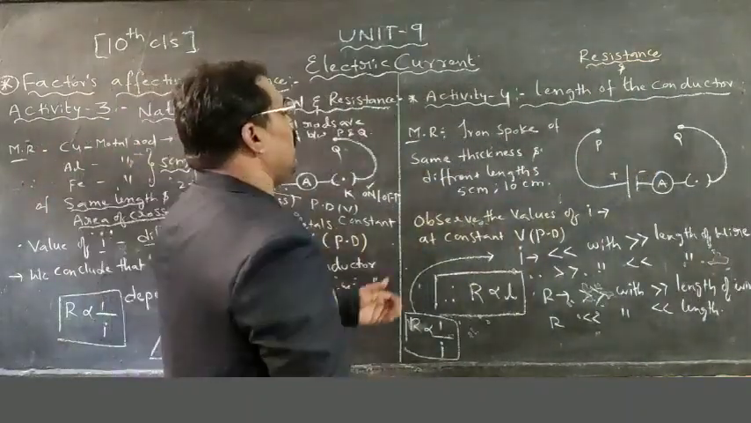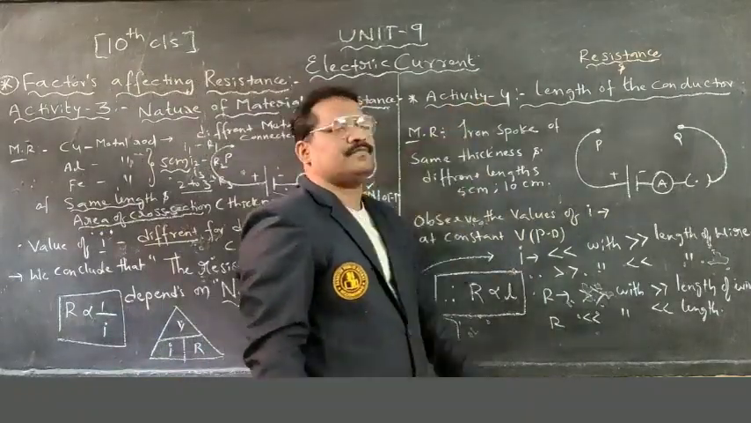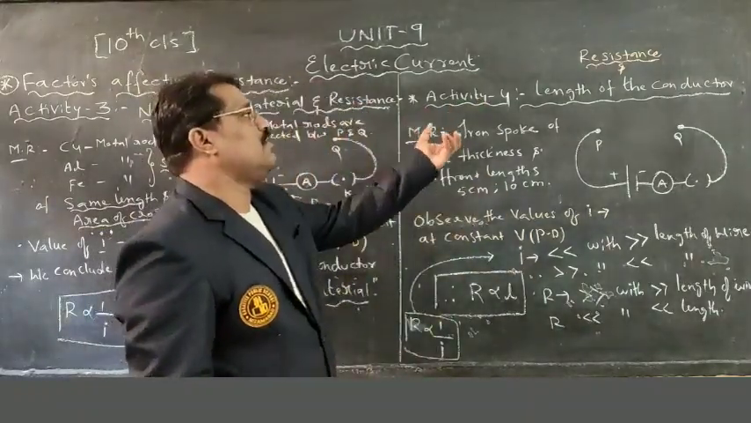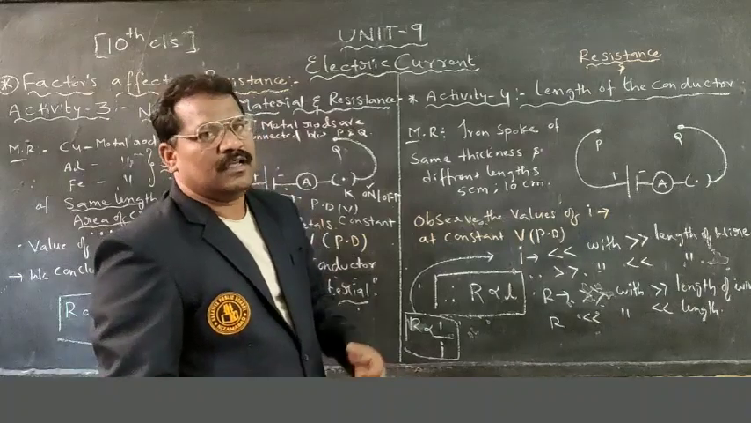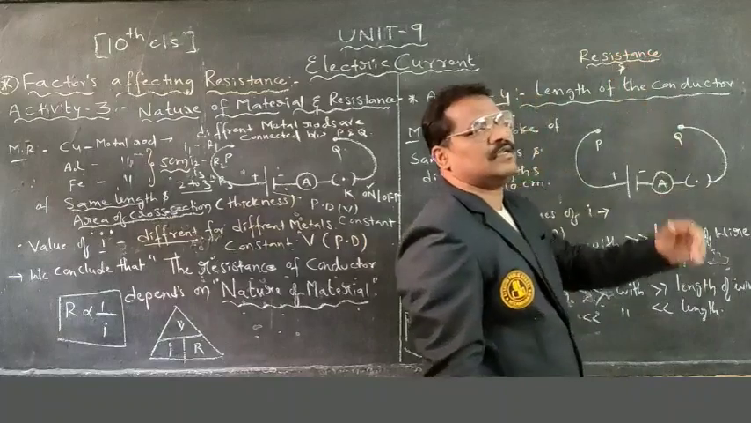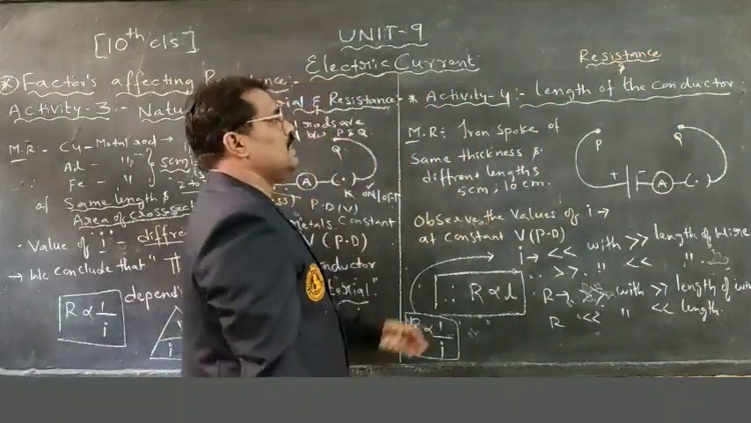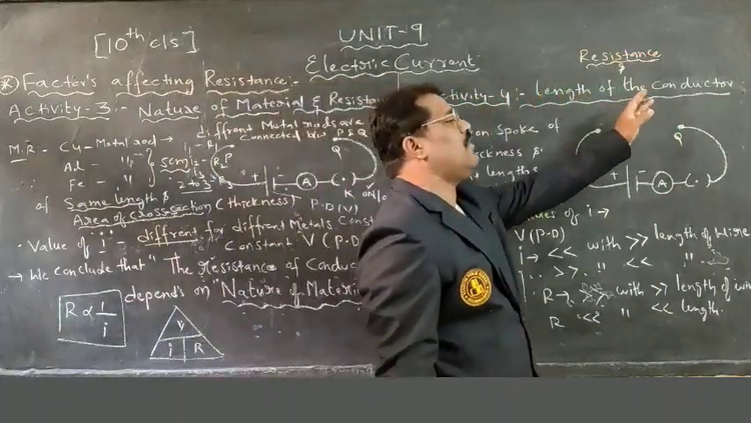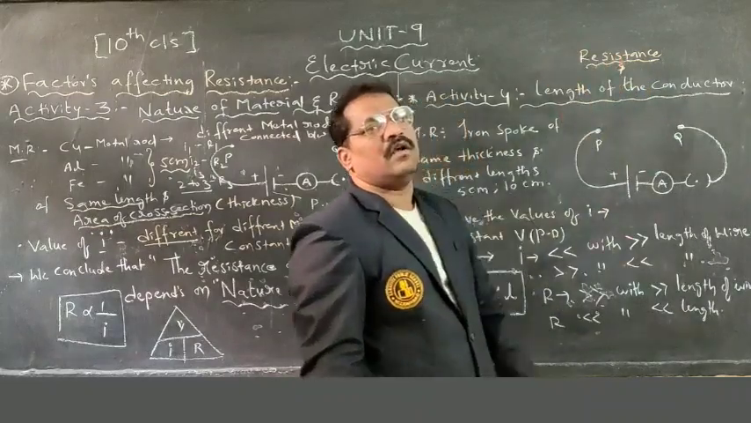Simultaneously after activity 3, perform activity 4. What information does activity 4 give? It gives information about the length of the conductor and resistance. Length of the conductor plays a vital role in resistance.